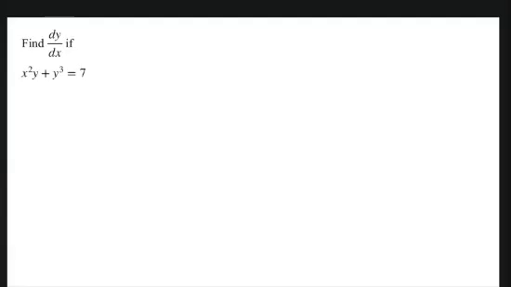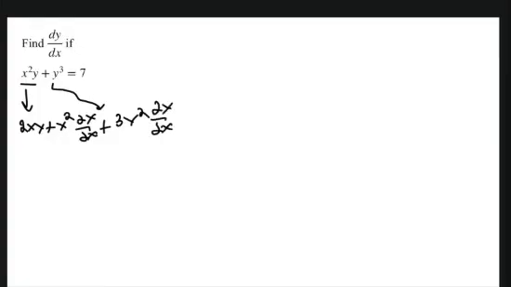So the derivative of x to the power of 2 times y plus the derivative of y cubed equals the derivative of 7. So for x to the power of 2 times y, we use the product rule. We get 2xy plus x squared dy dx. And then for y cubed, we use the chain rule. So then we get 3y squared dy dx. So now we have 2xy plus x squared dy dx plus 3y squared dy dx equals 0.